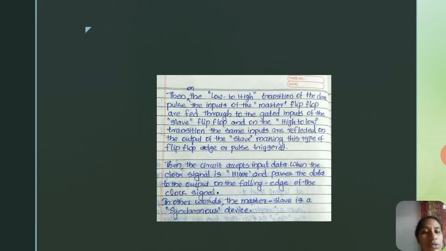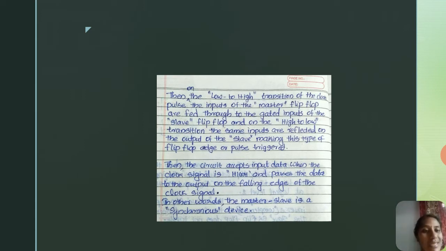Then, on the low to high transition of the clock pulse, the inputs of the master flip flop are fed through the gated inputs of the slave flip flop. And on the high to low transition, the same inputs are reflected on the output of the slave, making this type of flip flop edge or pulse triggered. Here we examined the four conditions, the edge triggered conditions as well as the pulse triggered conditions. All these are working in the master slave JK flip flop.